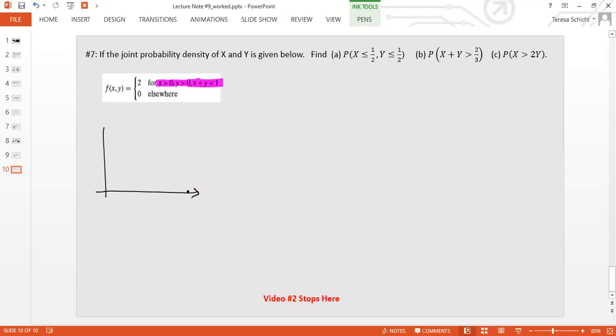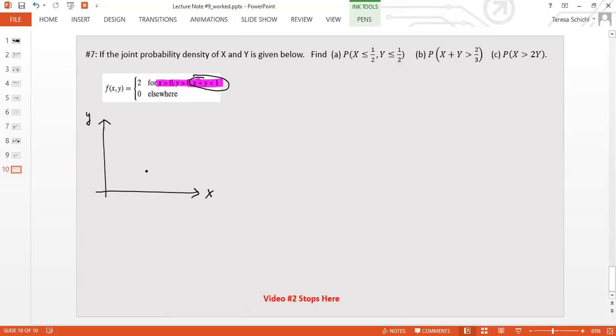Okay, so this is the x and the y. Okay, so x greater than 0, y greater than 0. That means in the first quadrant. Now let's take a look at x plus y less than 1.